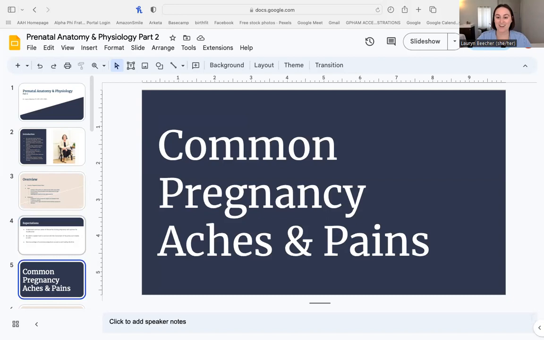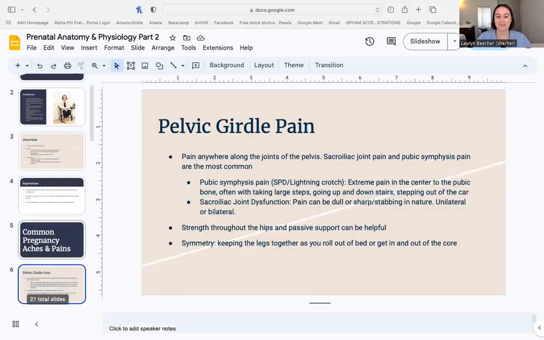So, starting off here with some of our common pregnancy aches and pains. The first one, which is one that many people experience during pregnancy, is pelvic girdle pain. So, this is a catch all term. It's a very general phrase to describe really any type of pain in any of the joints of the pelvis. So, this can be in the front at the pubic symphysis.